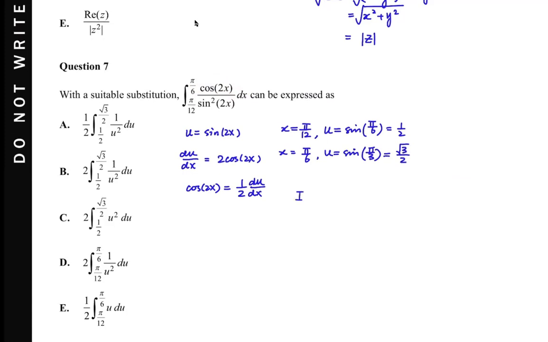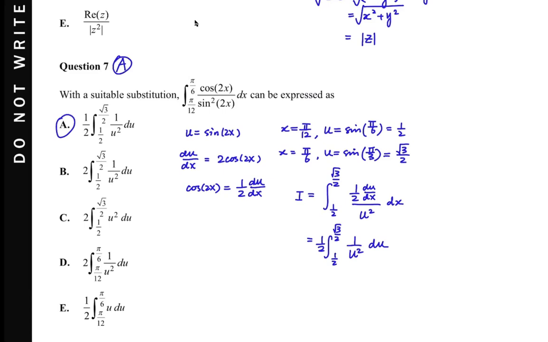So your integral will be half to root 3 on 2. And the top will be 1 over 2 du/dx. The bottom will be u squared dx. This will be half to root 3 on 2, half in the front, 1 over u squared du. So option A is the correct option.